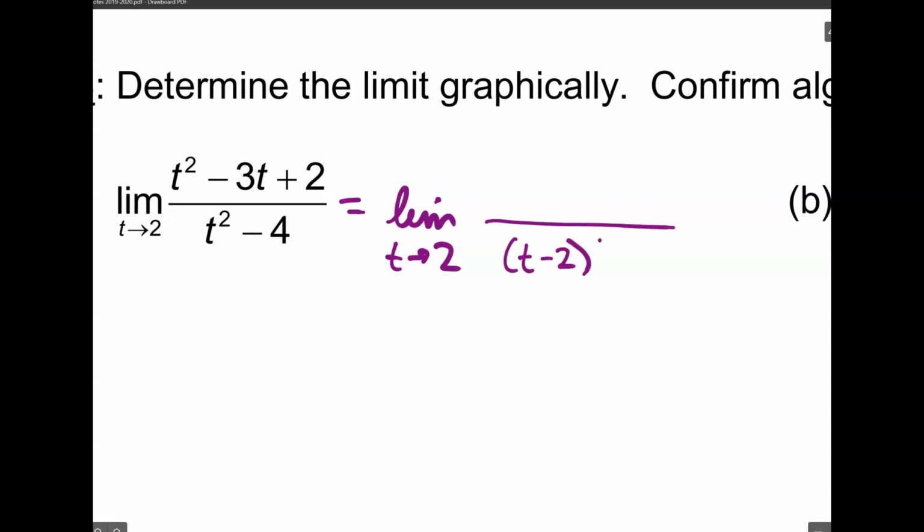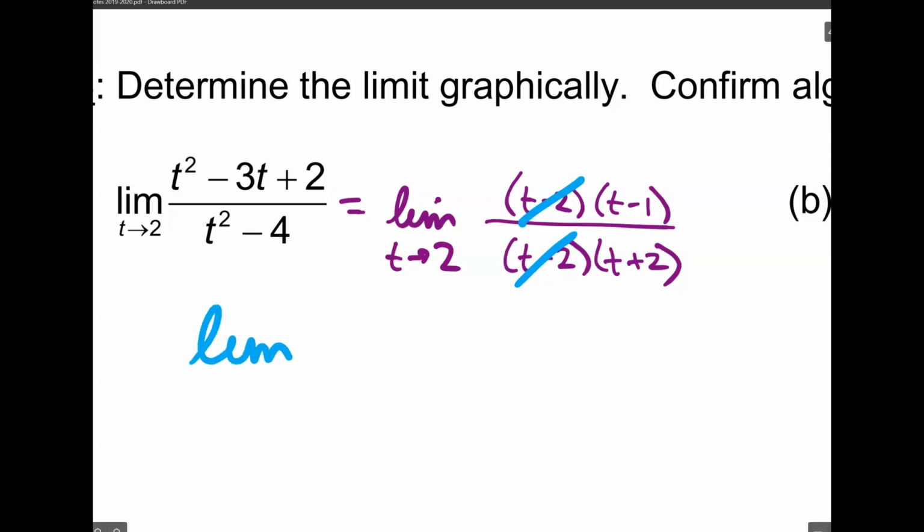T minus 2, t plus 2, and what at the top? What adds to negative 3 and multiplies to positive 2? T minus 2, t minus 1. Okay, so I see that this cancels out. I will have a removable discontinuity at 2, but let's see if we actually have a limit there.